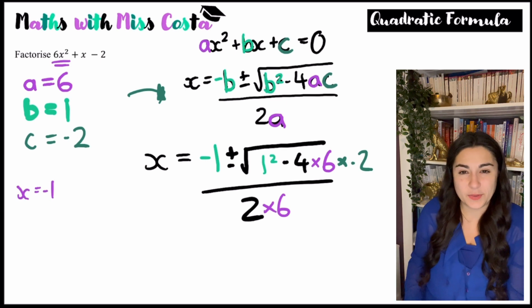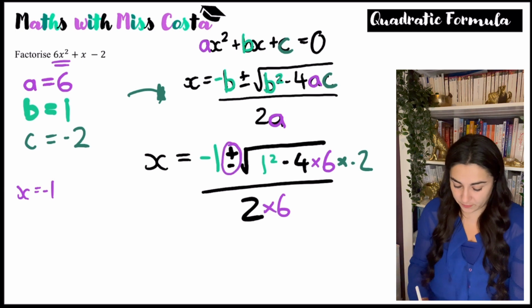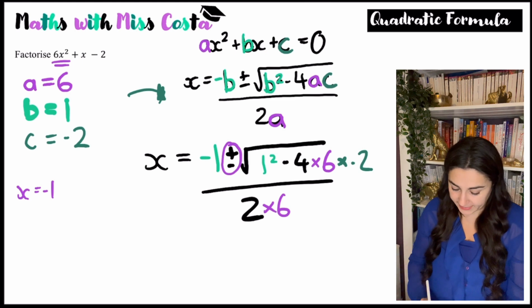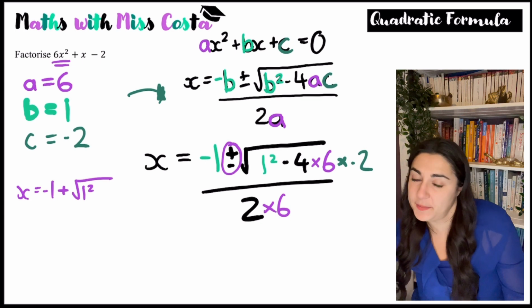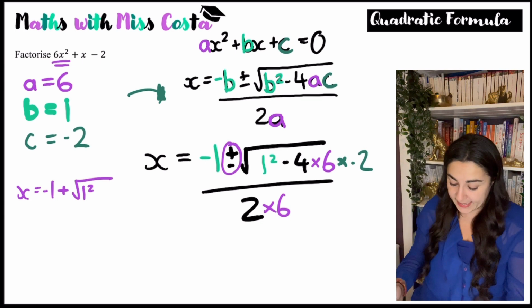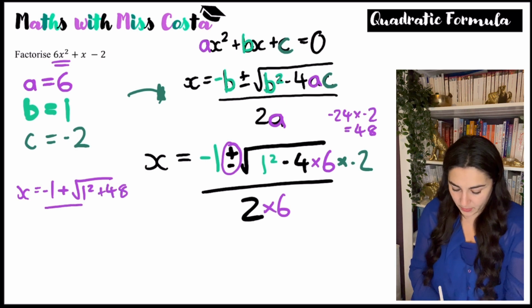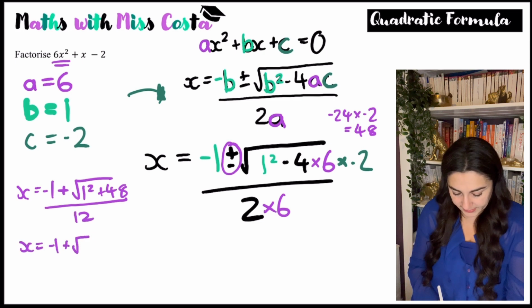Well, x would be negative 1. And the key thing with the quadratic formula is you're going to have 2 solutions, because first of all you have to find the solution of minus b plus everything and then minus b take everything. So let's simplify it first and start with a plus. That would be 1 squared. Negative 4 times 6 is negative 24, and negative 24 times negative 2 is going to give you positive 48. So it's 1 squared plus 48 over 12. Let's simplify that even further. That would be negative 1 plus the square root of 49 over 12.